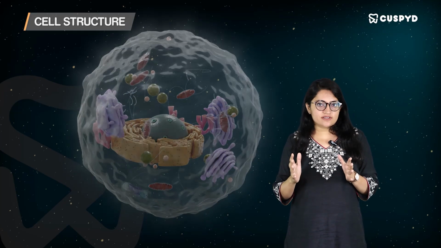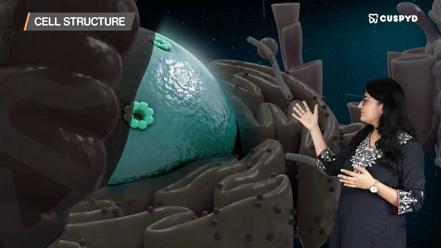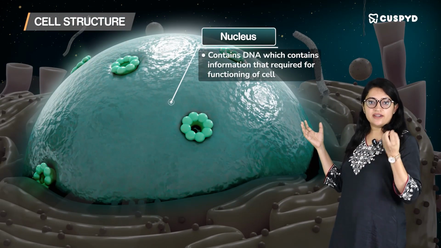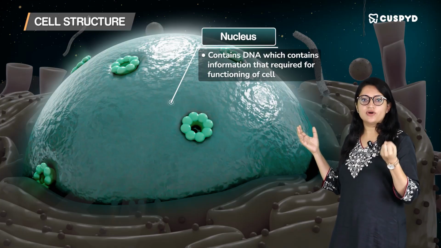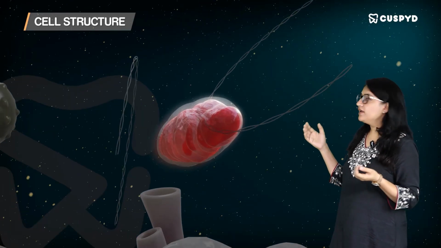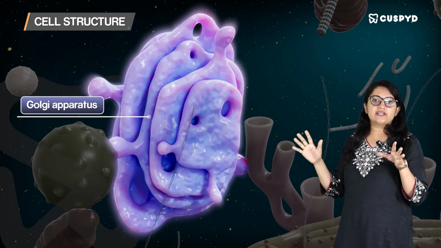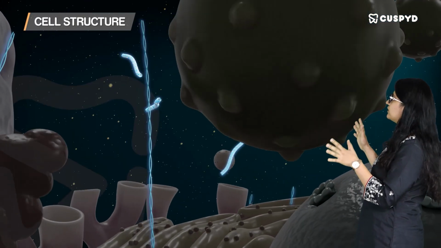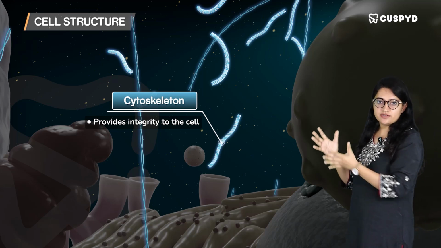So what is a normal cell structure? It is surrounded by a plasma membrane, and you have a nucleus which contains your DNA, and DNA contains the information that is required for functioning of your cell. Then you have mitochondria, Golgi apparatus, smooth endoplasmic reticulum, rough endoplasmic reticulum. Then you have your cytoskeleton, which provides integrity to your cell.